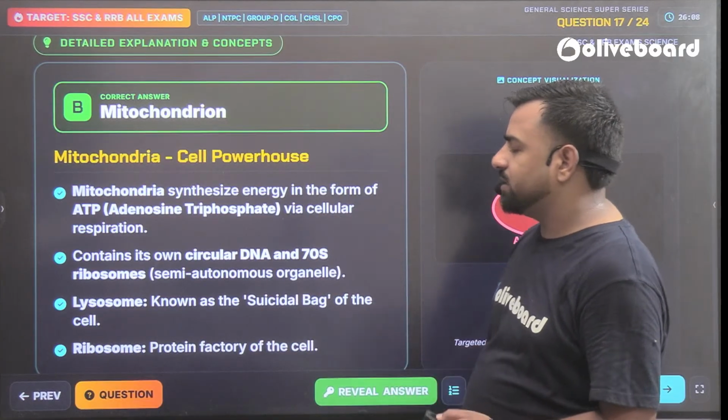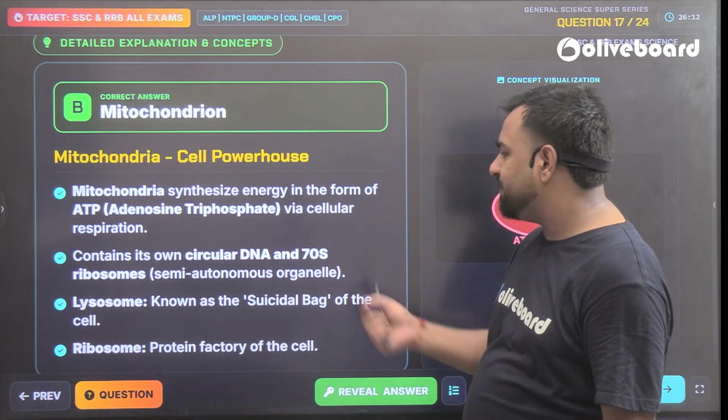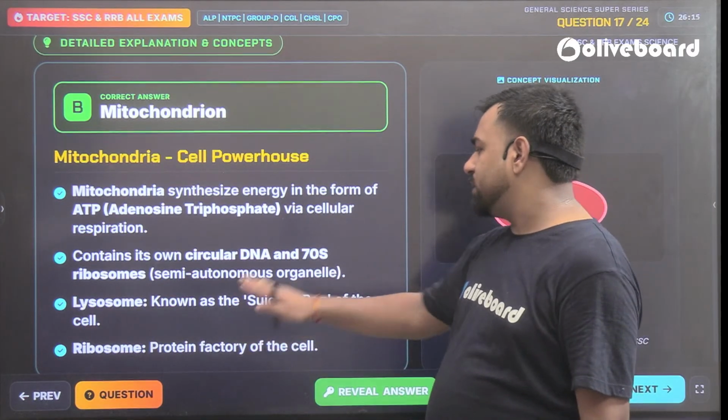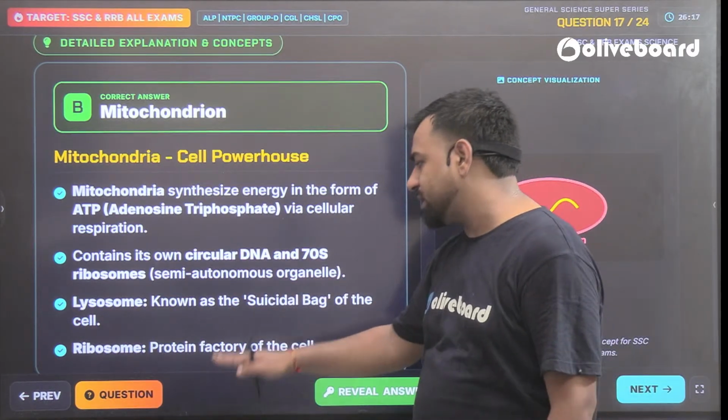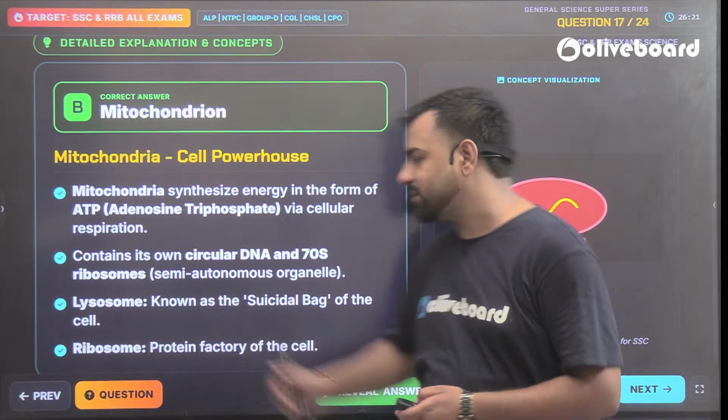Via cellular respiration, it contains its own circular DNA and 70S ribosomes, a semi-autonomous organelle. Lysosomes are known as suicidal packets and ribosomes are the protein factory of the cell. So these are the detailed explanations of all the four options.